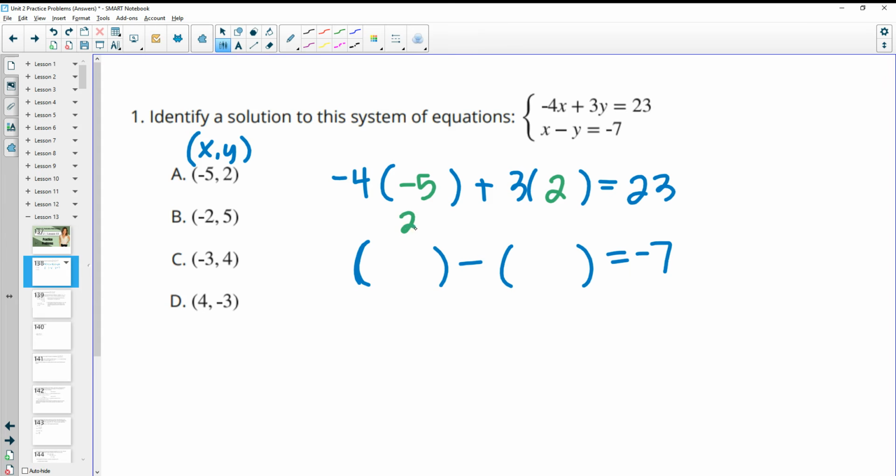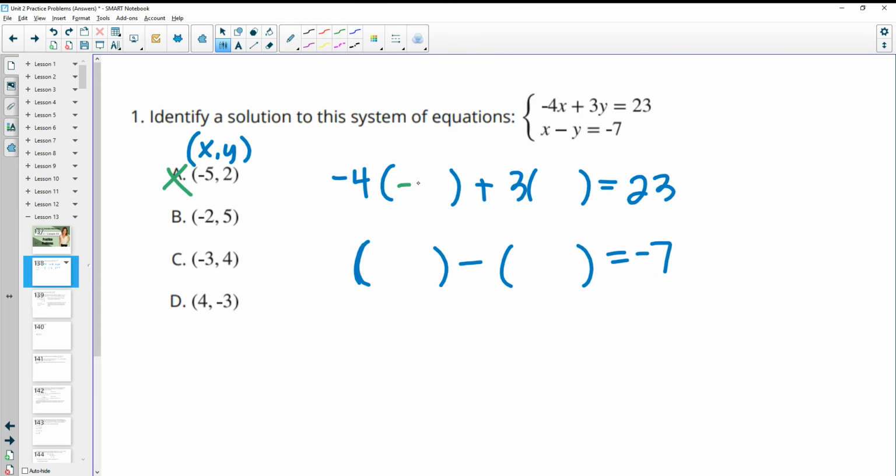So the first one had -5 for the x and 2 for the y. So that's +20 and then +6, which does not equal 23. So this one cannot be a solution because it's not a solution to the first equation. So then we'll switch out and we'll work on the second one.